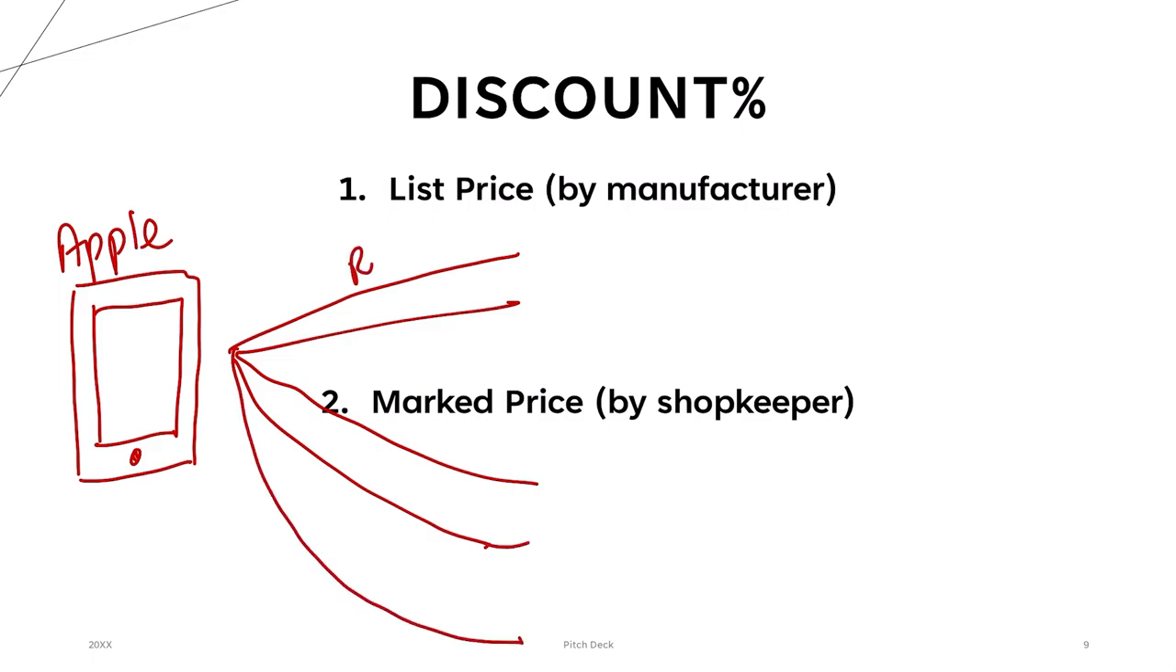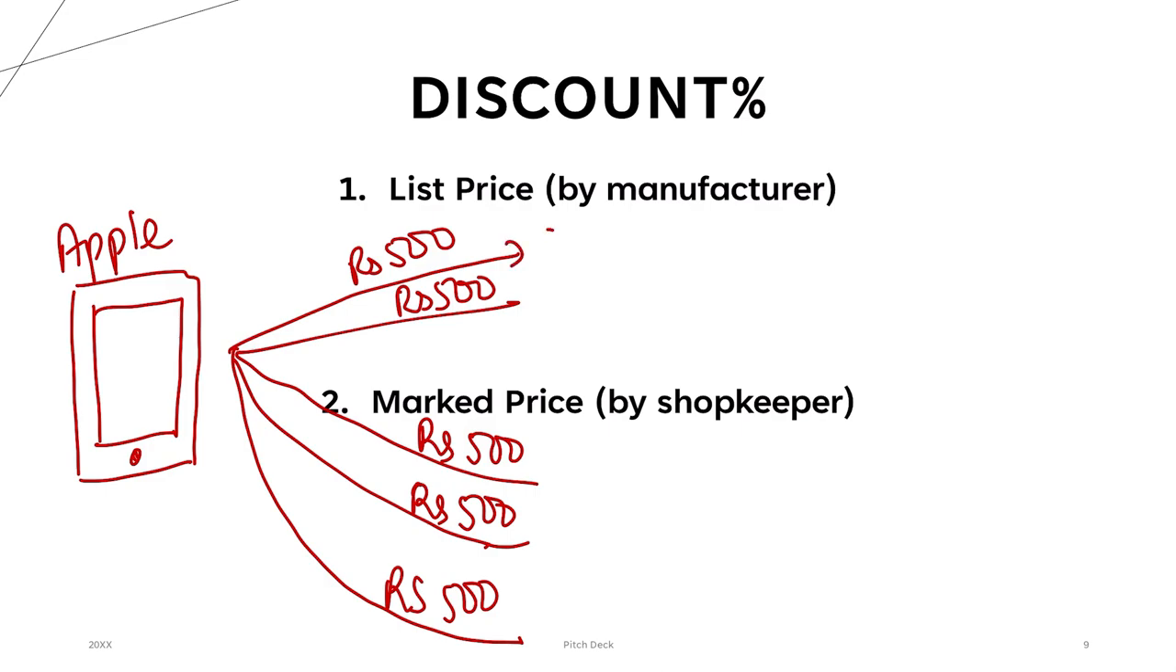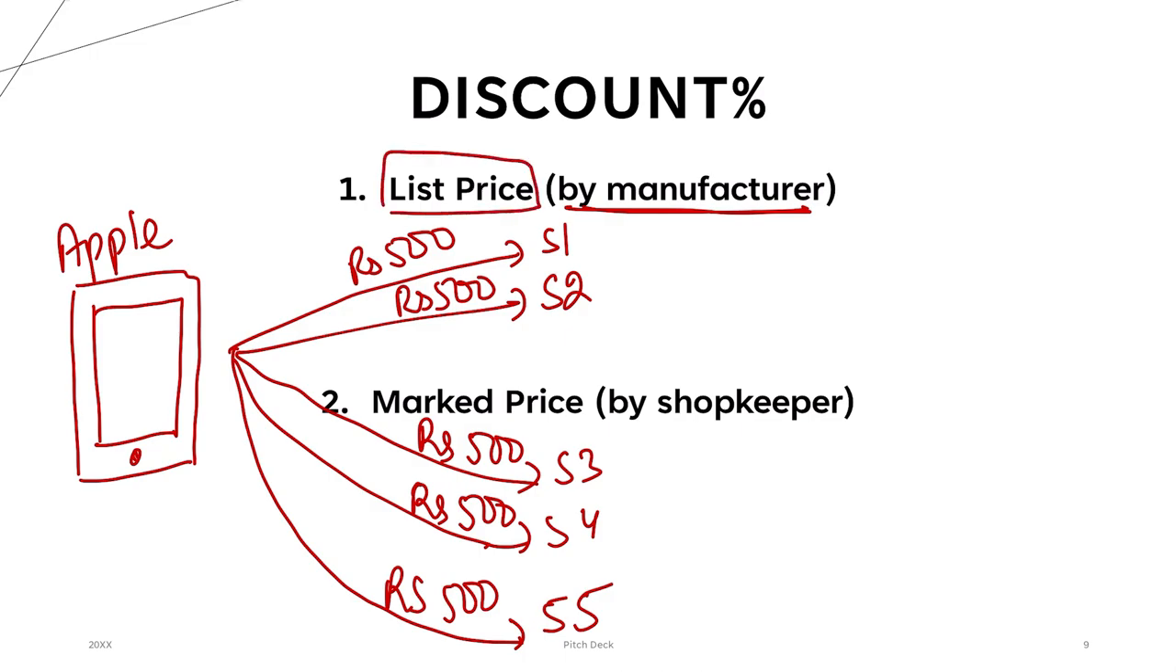Now, five shopkeepers are buying it from Apple. Suppose Apple is charging 500 rupees for each mobile phone. So five shopkeepers are buying it for 500 rupees each from the Apple factory: shopkeeper 1, shopkeeper 2, S3, S4 and S5. This is the list price of the manufacturer. How much the manufacturer has listed it for. The manufacturer decides the listing price, and the listing price is the same for all the shopkeepers.